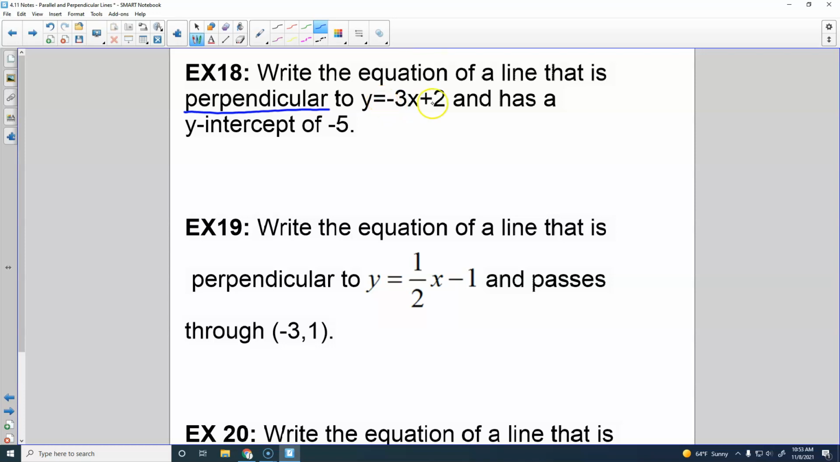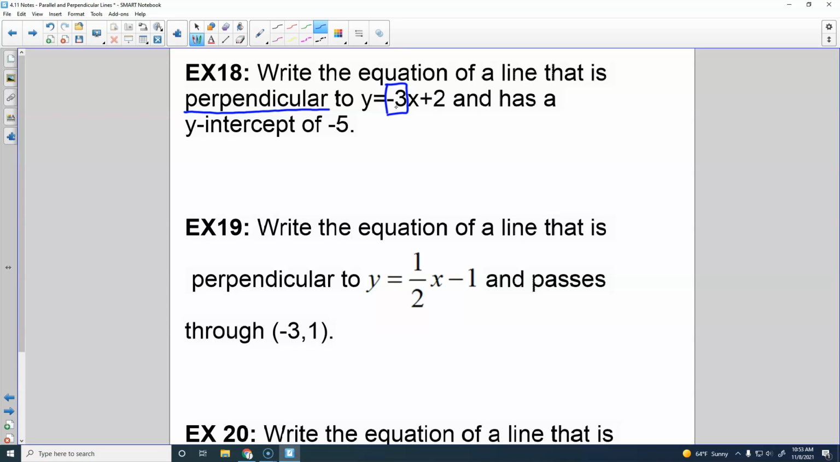So when I look at this equation, write the equation of a line that is perpendicular to y equals -3x plus 2 and has a y-intercept of -5. It already tells me the y-intercept. I just need to know the slope. But is the slope -3 for this one? No. Okay. Instead, Caroline, what should it be? The slope of this line is -3. So if I want the perpendicular slope, what is that going to be?